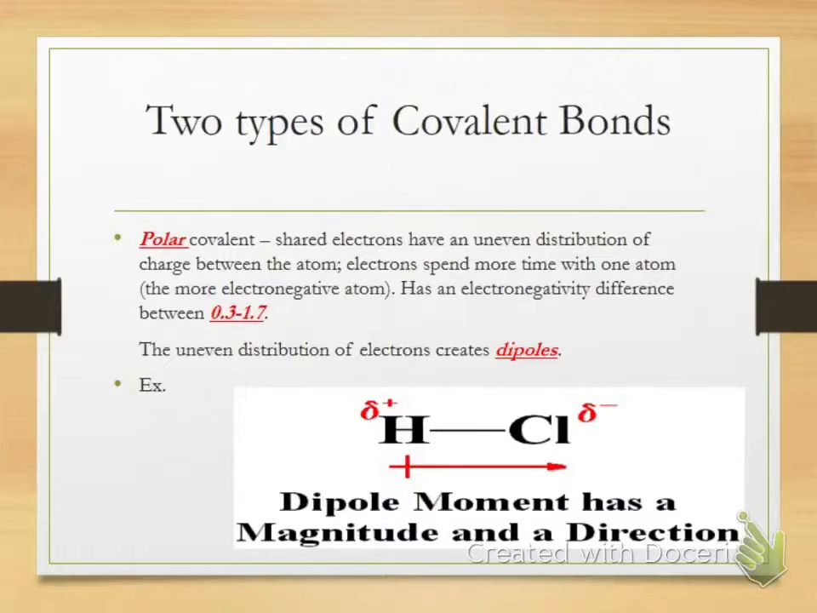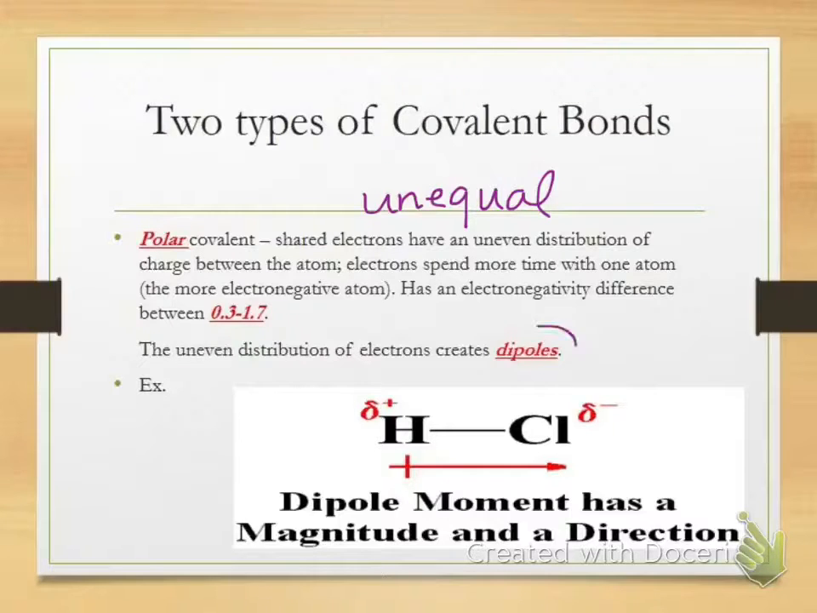There are two types of covalent bonds, based on whether the sharing is equal or unequal. If the sharing is unequal, then you get a polar covalent bond. In other words, one of the electrons is spending more time with one of the atoms than the other, and that's where the electronegativity comes in. Whichever has the higher electronegativity gets to have the electron more.